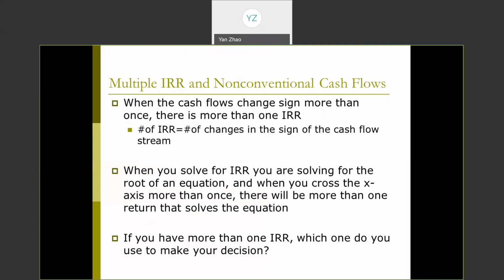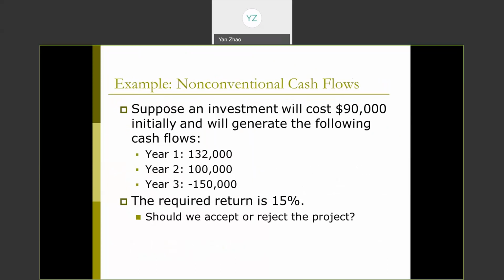But what if in the future you also incur a loss, negative cash flows? Then you will have more than one internal rate of return. Let's take a look. Now suppose you initially invest $90,000, and you will generate the following cash flows. First 2 years you have profits. Last year there will be a loss. Suppose the discount rate is 15%. Should you accept or reject the project?